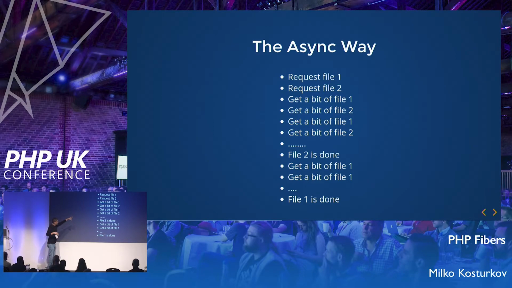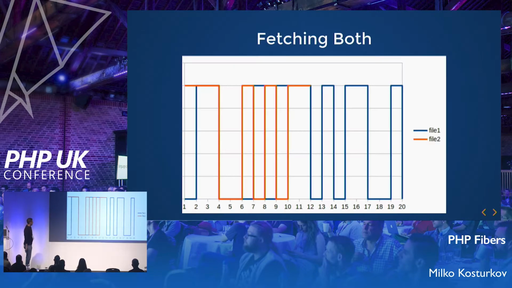And then get a little bit of file 1, and then a little bit of file 2, then a little bit of file 1, file 2, file 2, file 1, file 1, and so on and so forth, until we get to the point where file 2 is done because it downloads faster for whatever reason, and then wait for the rest of file 1. So if we look at the graph, it will look something like this.